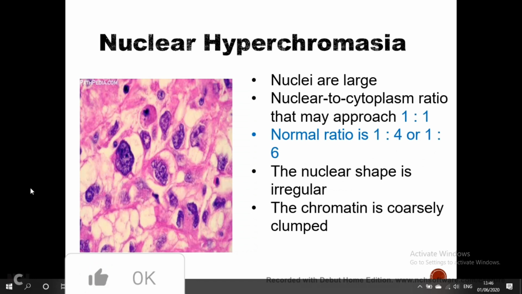And nuclear hyperchromasia, you can see a dark chromatin clumping, which causes darkness of the nuclei. So nuclei are large, yes, we can see that. The nuclear cytoplasmic ratio is 1:1, that is 1 part nucleus and 1 part cytoplasm. Normal ratio is 1:4, 1:6. The nuclear shape is irregular. The chromatin is coarsely clumped also.